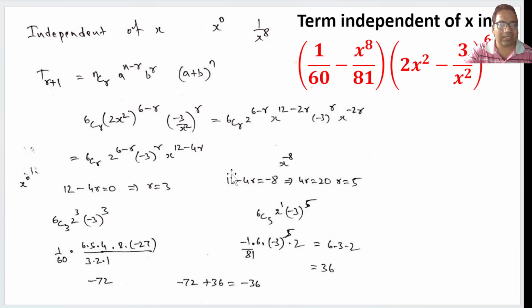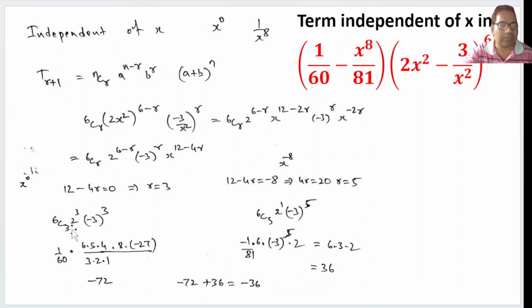Right? So then what happens to the coefficients, or what happens to the terms? Anyway, in both cases, x power this thing is 0. What happens to the terms? What are those terms now? 6cr into 2 power 6 minus r into minus 3 power r. Right? Then what is the original term? In the entire multiplication, this term is only coming from this part. Then what is the overall term? Overall term is 1 by 60 into this one. Right? 1 by 60 into 6c3, 2 cube minus 3 power 3. This Tr plus 1, whichever is coming out of here, into 1 by 60 is the overall term.